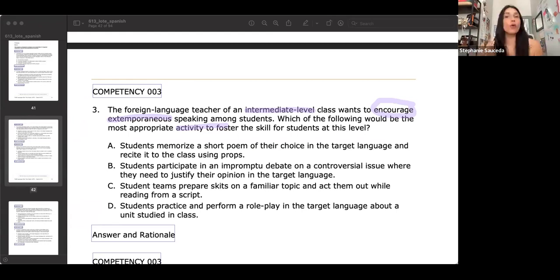So let's take a look at these and read them. The ones that do not address our goal, for the teacher to foster extemporaneous speaking skills for intermediate students, we cross out, and we can bet ourselves $5 that's not the answer.